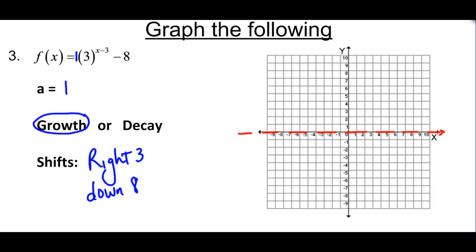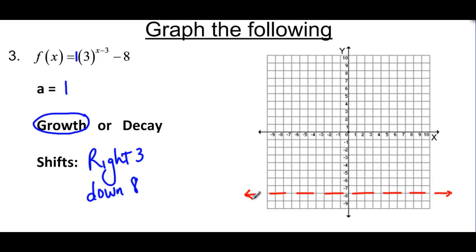Okay, but now this line is going to shift right 3, but if you shift this line right 3, you're not going to be able to tell the difference. So what I can tell, though, is if I go down 8, that is going to be noticeable. Okay, so this down 8 is what I'm actually going to see.